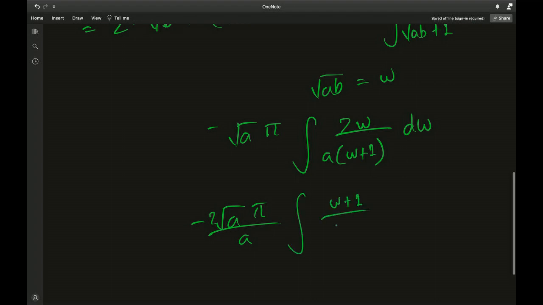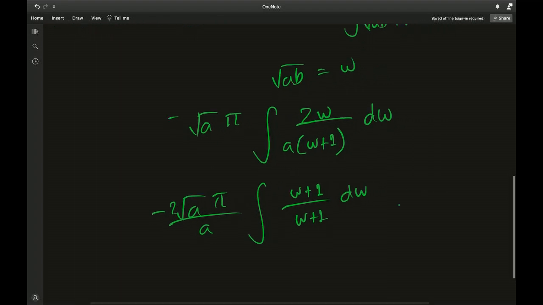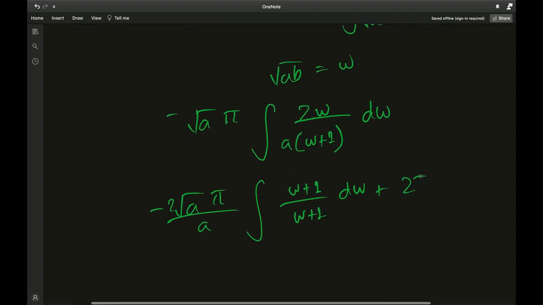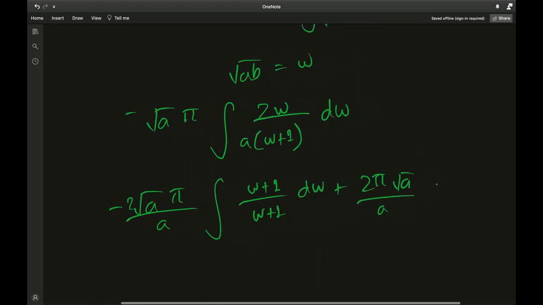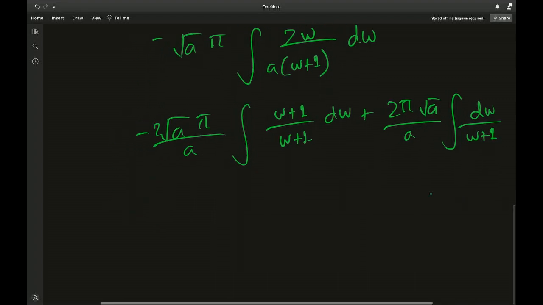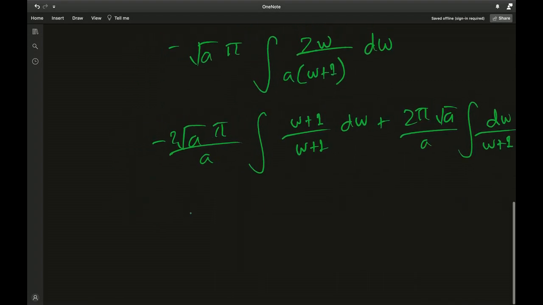We'll have (W plus 1) over (W plus 1) dW minus 1. I'm adding and subtracting 1 in the numerator. So plus 2 pi square root A over A, dW over W plus 1. So when I simplify, I have 2 pi over square root of A and just a W plus 2 pi over square root of A natural log of W plus 1.